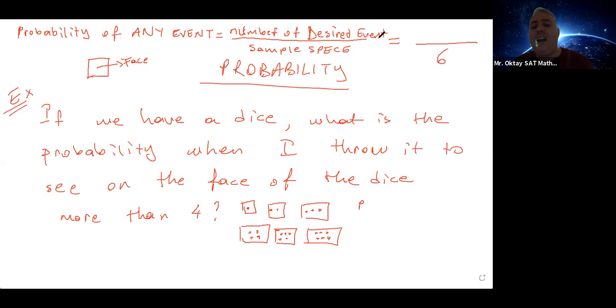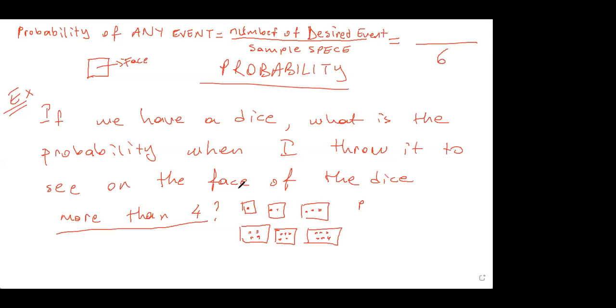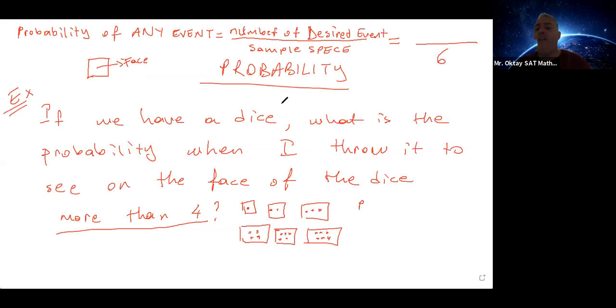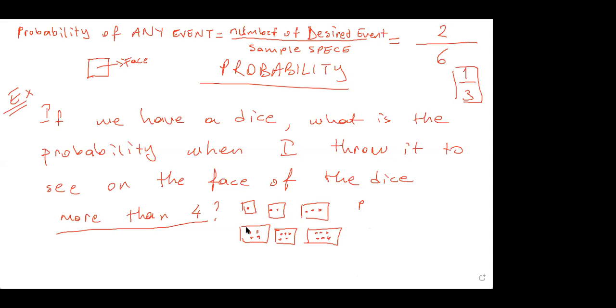What about the desired event? How many? My event is to see a number more than 4. Now I am thinking, on a dice surface, more than 4, how many numbers exist? 5 and 6. That means how many alternatives do I have? 2. So the result is 2/6, which is 1/3. Any question? Now let's come back to our question.